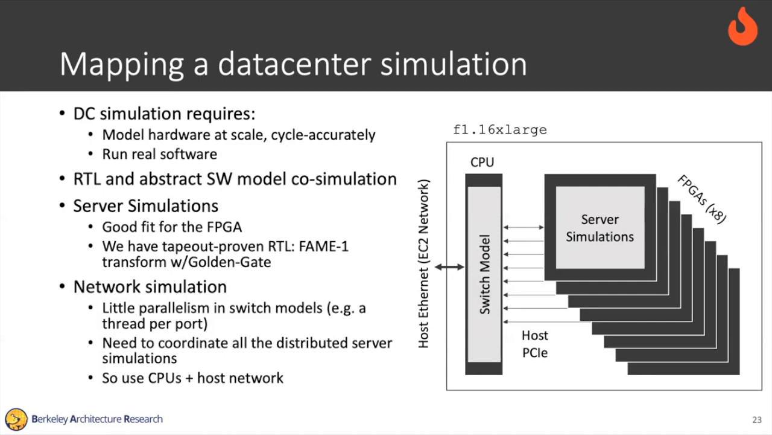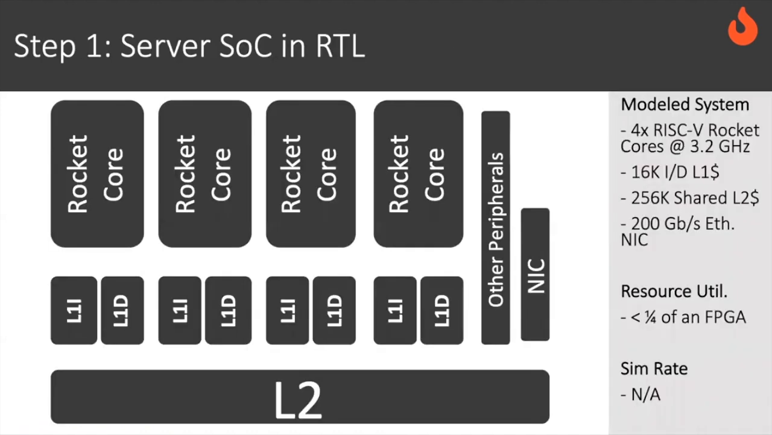The network simulation, generally speaking, at this level of fidelity, has little parallelism in things like network switches. And we need something anyway to coordinate many distributed simulations if we start stamping out these server simulations across FPGAs. So we're going to write some code for running a network simulation in C++. And as a side effect, it's also going to manage synchronization between many different server simulations running across many FPGAs. All right, so let's actually build this up from scratch.